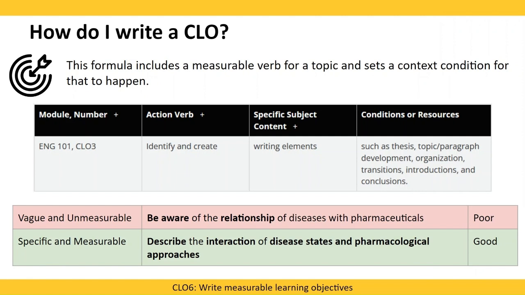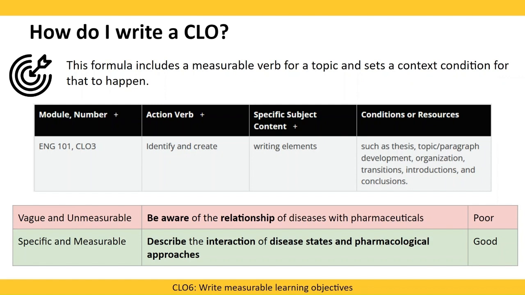Then we will apply a subject for these verbs. In this case, it'll be writing elements. Lastly, we will lay out conditions for the verbs and context to happen. Here we state the writing elements as being a thesis, transitions, conclusions, etc. In summary, what we are expecting students to do is identify what a thesis is and create their own, or identify what a conclusion in writing is and write their own.